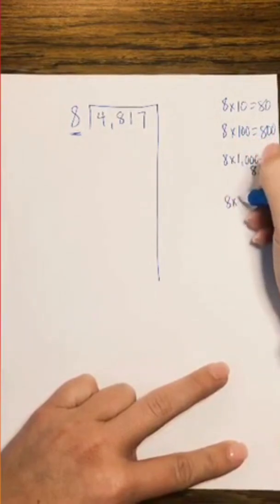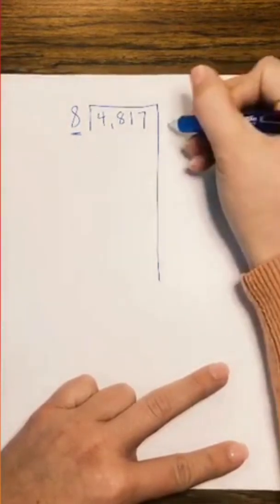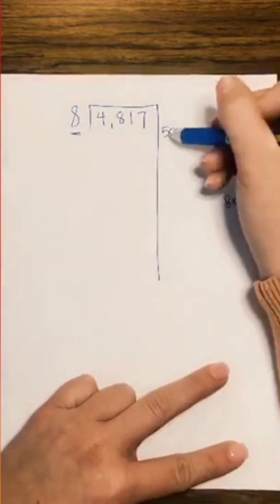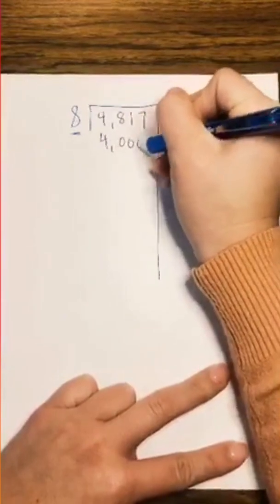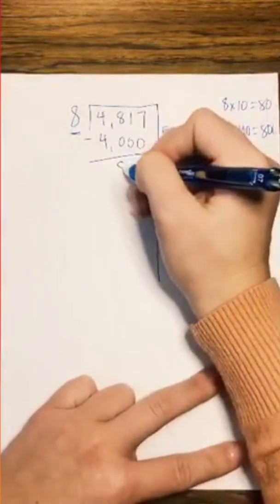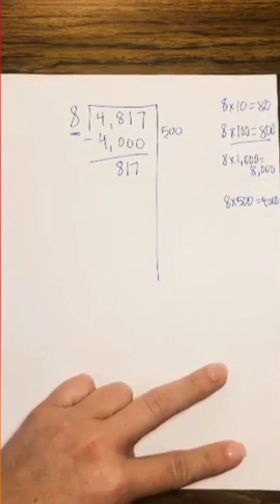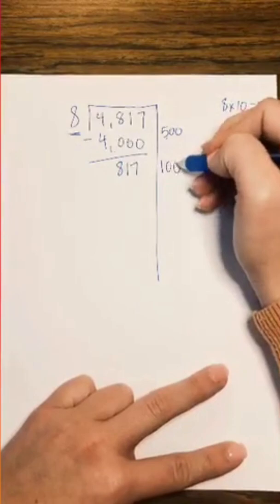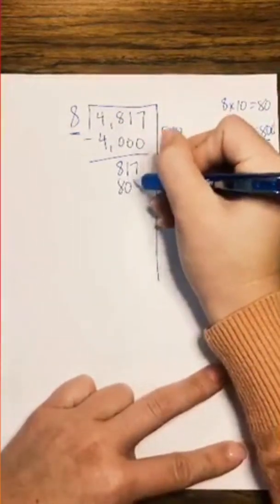So I could try 8 times 500, which is going to be 4,000. That's going to get me very close. So I'm going to put a 500 over here because I know 500 times 8 equals 4,000. Then my next step will be to subtract to see what I have remaining, and that would be 817. Now I've already done that over here by doing 8 times 100 and found out that that is 800. So then I'm going to put my 100 over here because I know 8 times 100 is 800.